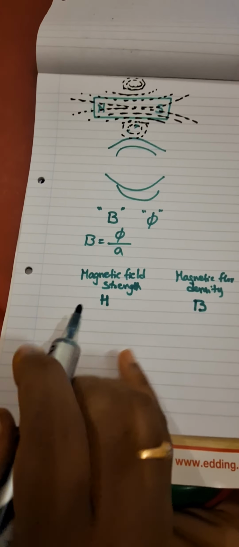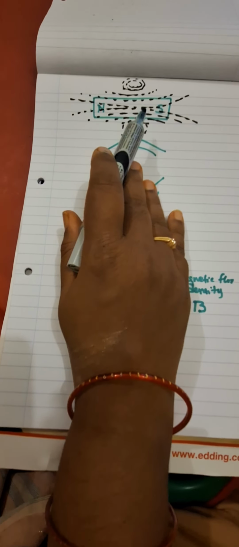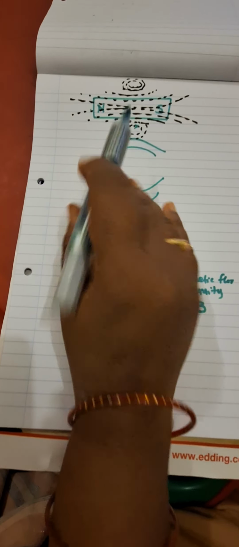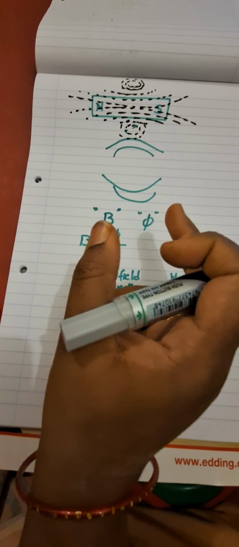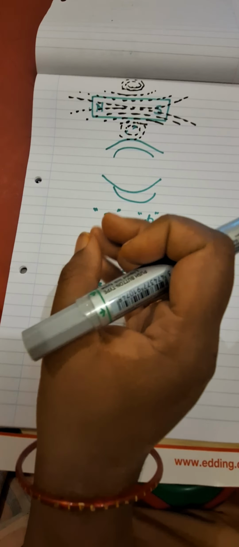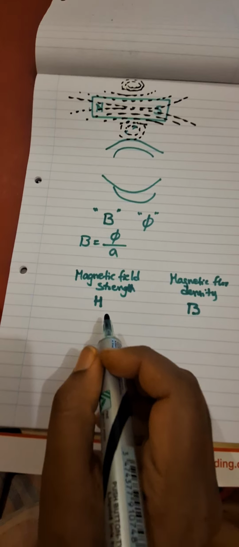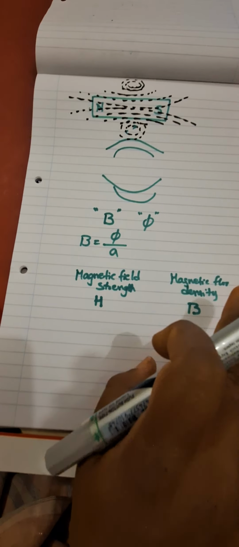At any point in the magnetic field, the field strength is the force that maintains the magnetic flux. As the area reduces, flux reduces. As the area increases, flux increases, and flux density also increases, right? Thus the magnetic flux density can be assumed to be proportional to the field.